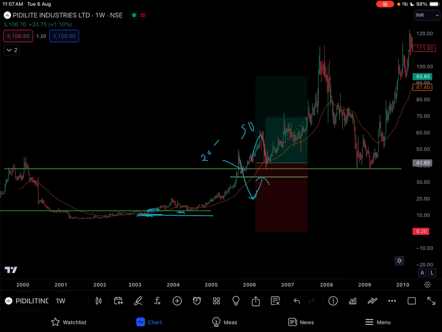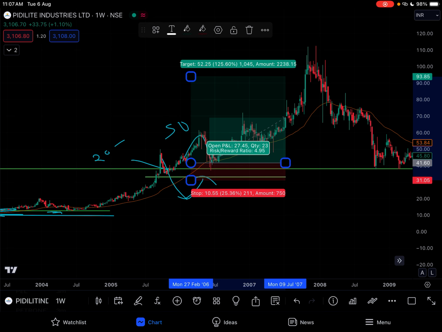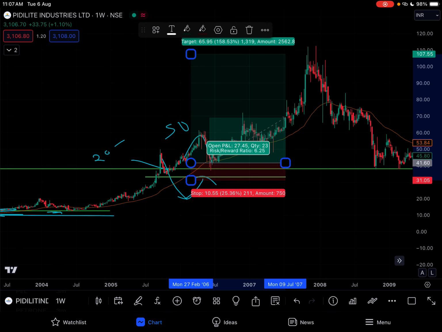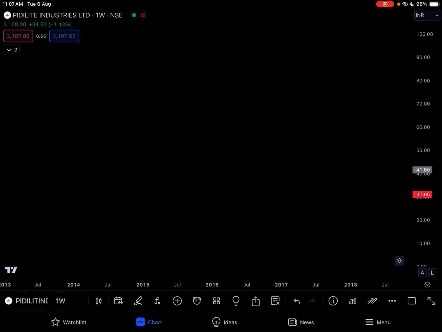Putting the SL below here. What is the SL? Around 10 rupees. Okay. What is the risk you get here? You can see 10 rupees 60 gone. So that is the risk reward you get on this type of stocks.